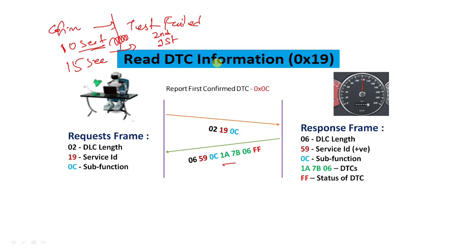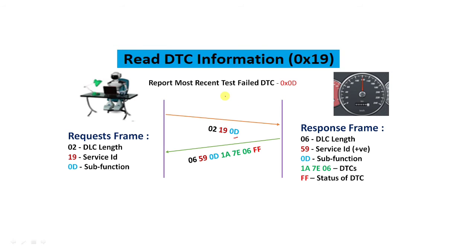All right, and the subfunction is 0C to retrieve the first confirmed DTC. 0C is to report the most recent test failed. What is the most recent test fail? It's very simple. It is the last one. All right, 0D. So which DTC was triggered last, or which DTC was formed last? That's what this is all about.